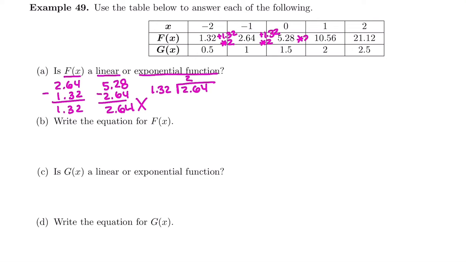I'm going to try it again. Times 2, 5.28 times 2 is 10.56. I'm going to try that pattern again. Times 2, I really do get 21.12. So this pattern here is that we times by 2 each time. Since we have our factor, if we're multiplying by 2, this must be an exponential function.